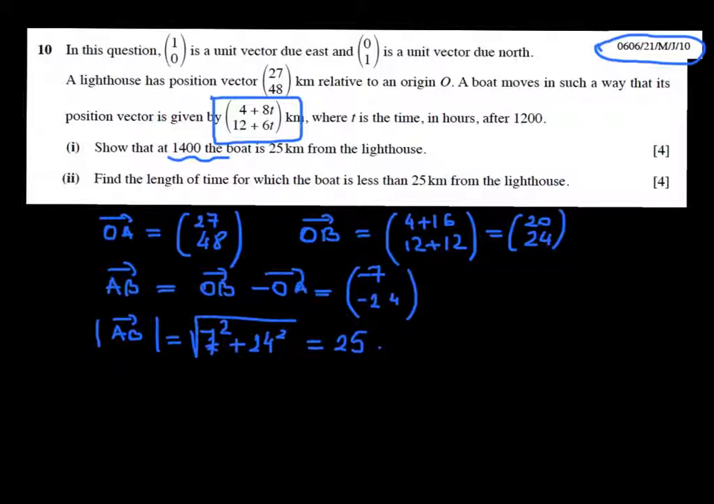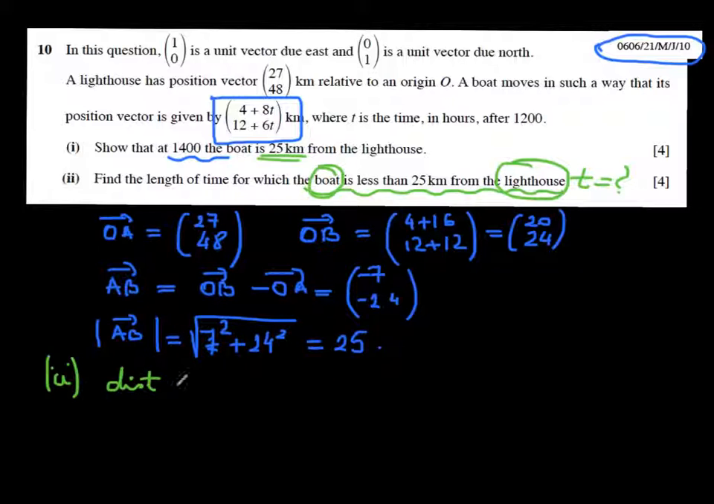If we now look at the second question, you'll see that actually the first question prepared me for the second one. In the first question, I am asked to show that at 2 o'clock the boat is 25 kilometers from the lighthouse. And now I am asked to find the length of the time for which the boat is less than 25 kilometers from the lighthouse. How are they similar? In both cases I need this distance from the boat to the lighthouse, but in this case I don't know t. So my condition is that the distance needs to be less than 25 kilometers. This is what my question says.